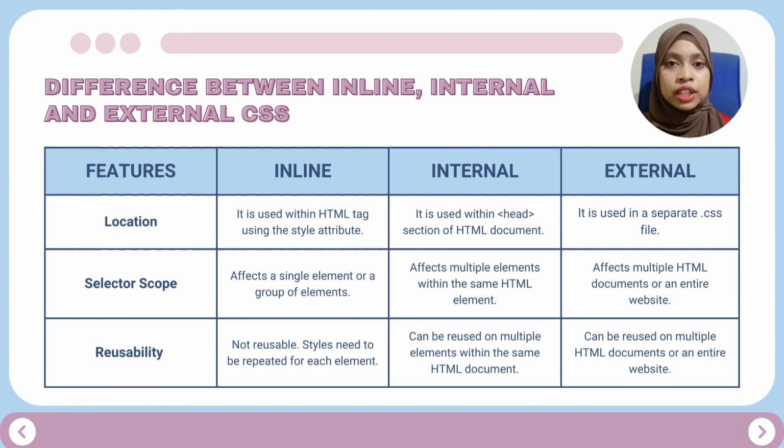What is the difference between inline, internal, and external CSS? The difference from the first feature is location. For inline, it is used within the HTML tag using the style attribute. For internal, it is used within the head section of the HTML document. For external, it is used in a separate .css file. The difference from the second feature is selector scope. For inline, it affects a single element or a group of elements. For internal, it affects multiple elements within the same HTML document. And for external, it affects multiple HTML documents or an entire website.